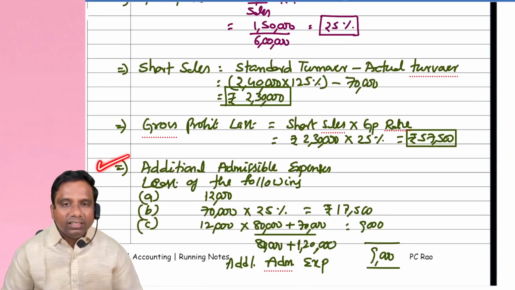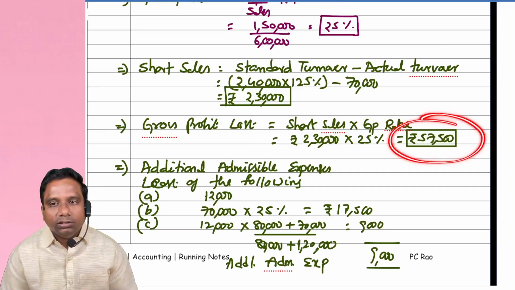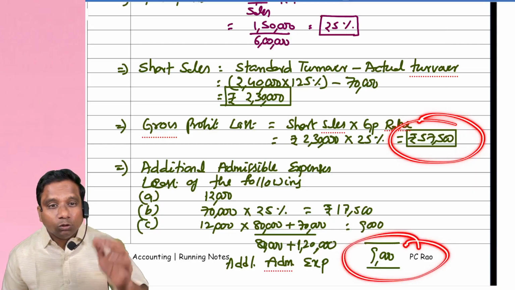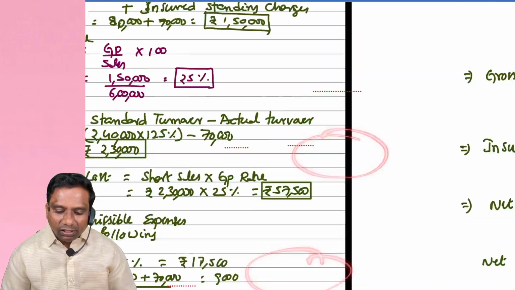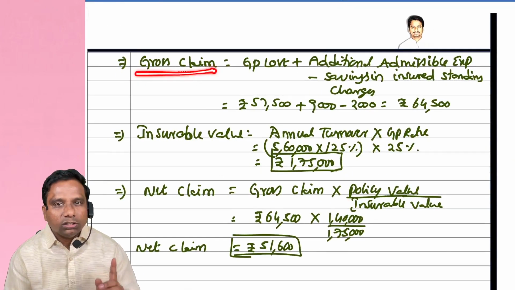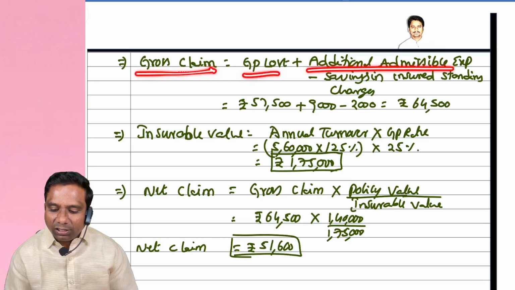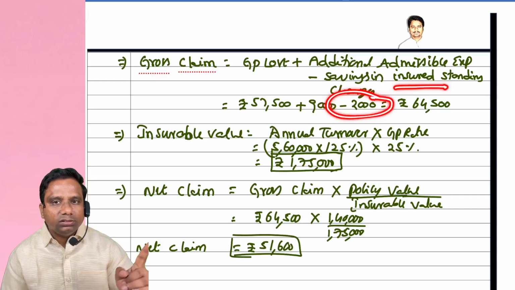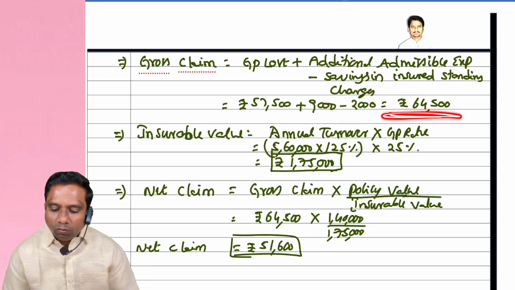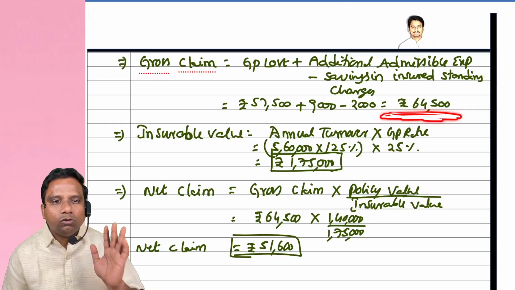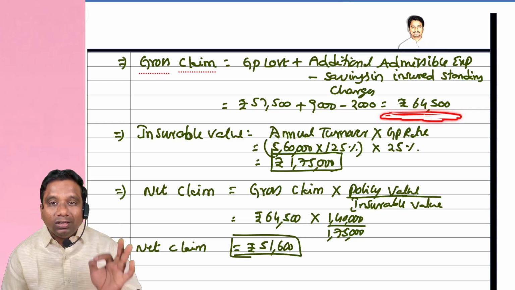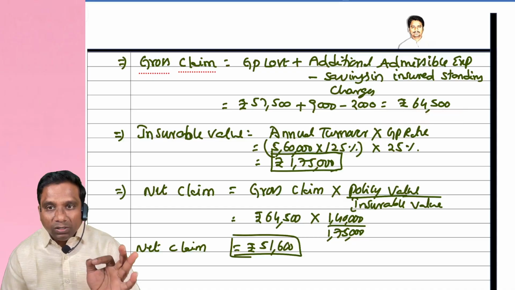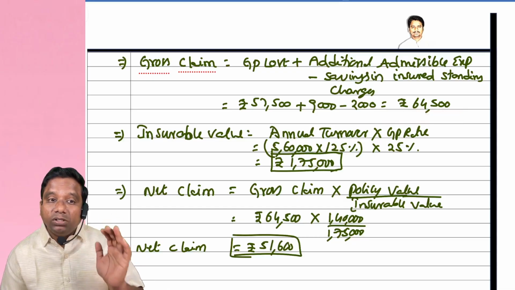after calculating additional expenses, now tell me: gross profit lost 57,500, whereas admissible expenses 9,000. Total claim, calculate. Gross claim, what is it? GP lost plus additional admissible expenses plus saving in insured standing charges. They have given 2,000 rupees standing charges saved. Means what is the total amount? Gross claim 64,500. Before lodging the claim, check whether the average clause is applicable or not.